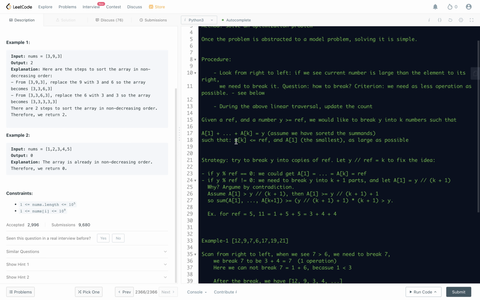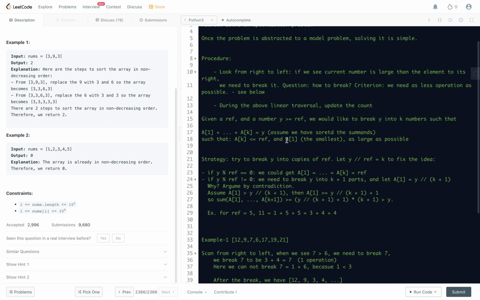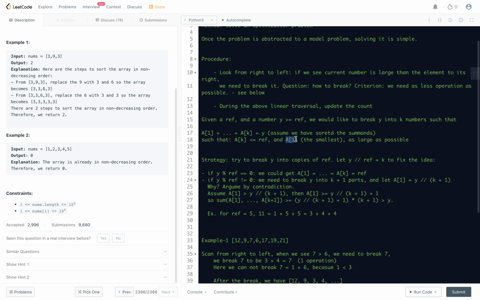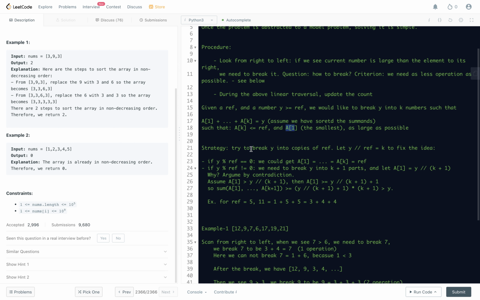We want the largest one, ak, to be bounded above by reference, and the smallest one to be as large as possible. The requirement that a1, the smallest one, be as large as possible induces that we want the k to be as small as possible, right? So the strategy is the following. If we do not do deeper analysis, maybe we think to try to break y into copies of the reference. That's right in some sense, but not all.